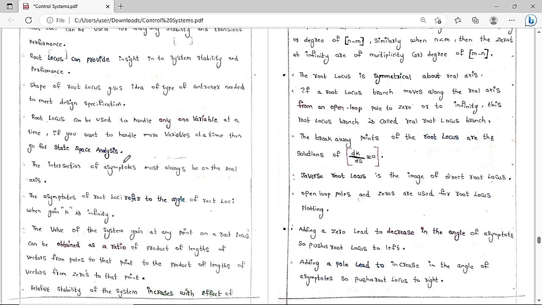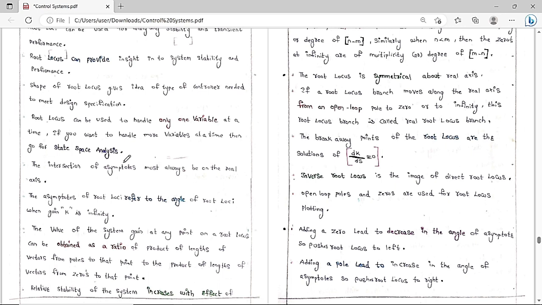And I've already told you that the intersection point of the asymptotes is the centroid, and its formula also I've already told you. Sigma comma 0 is equal to the summation of all the poles minus the summation of all zeros, divided by the total number of poles minus the total number of zeros, comma 0.